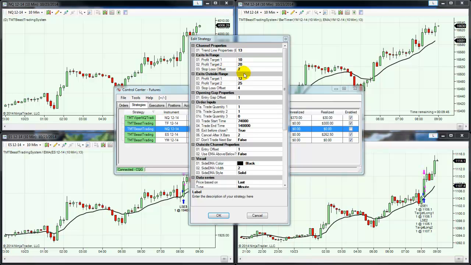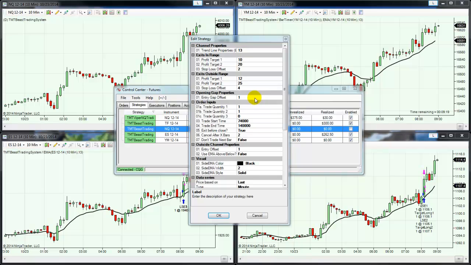Now, if we happen to have an outside day, now you can give a little bit more room to your first and second target. So your first target will be set to 12 ticks, and your second target will be set to 25 ticks. Now, since we have an outside day, you can give a little bit more room with your initial stop. So the stop loss offset will be 4.